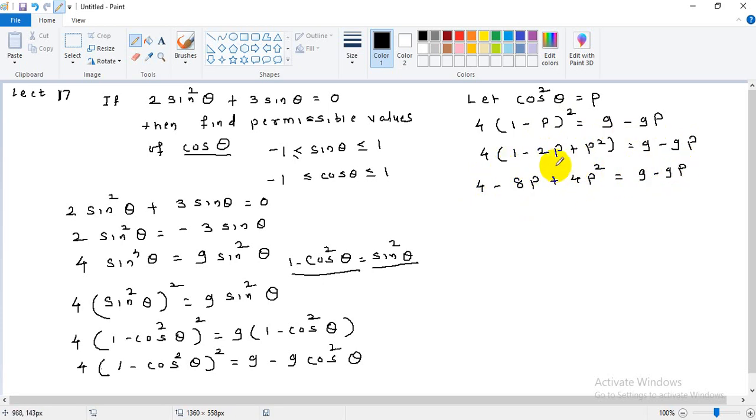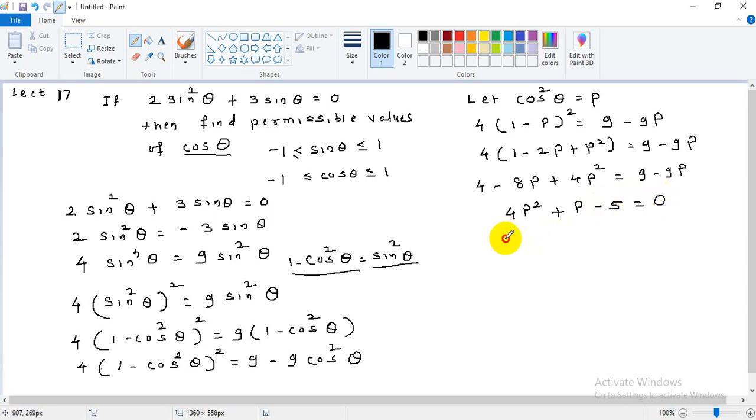Correct? This calculation, when you multiply inside the bracket by 4, you get that. So finally what you get? 4p squared is the first term. This minus 9p you can bring on this side, so it becomes plus p, and this 4 is already there, and this 9 we will bring on that side, so it becomes 4 minus 9, so minus 5 is equal to 0. Now we have to solve this.